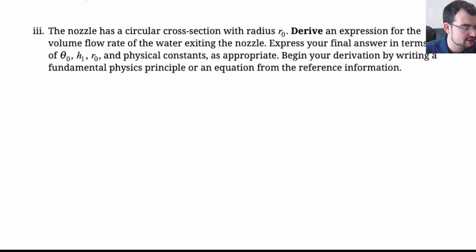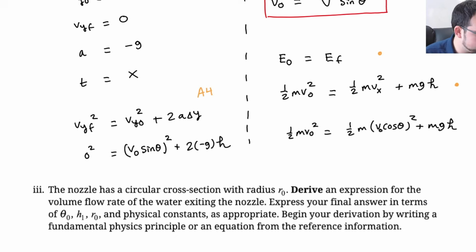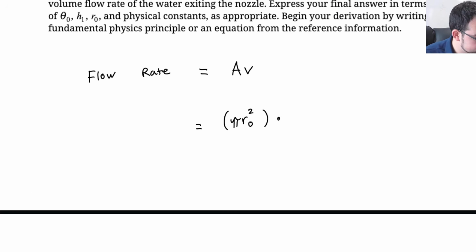The nozzle has a circular cross section. Derive an expression for the flow rate. So this is an equation from the sheets. This is the only fluids connection. Flow rate is equal to area times velocity. Well, we have a circular cross section, so area of a circle is pi r squared. And then the velocity we just solved for: 2gh over sine squared theta.